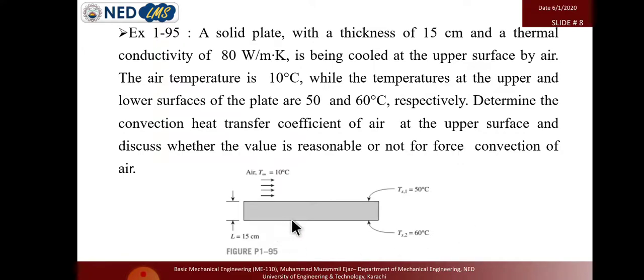So actually what is being done in this numerical is that we have to determine whether the air flowing over that solid plate is free convection or forced convection. How can we determine this? By getting the value of the convection heat transfer coefficient.